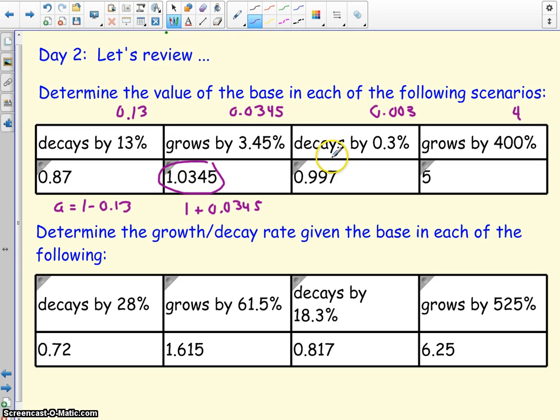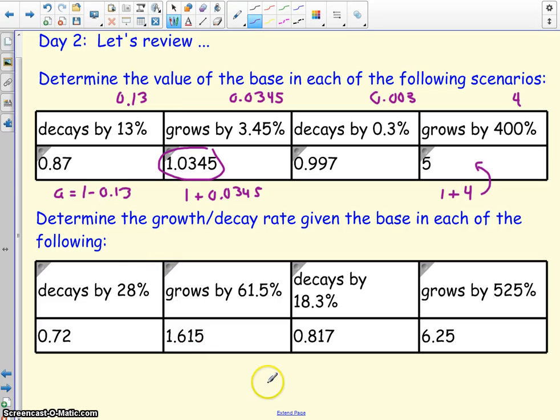So third one, very similar. It's decay, so you're going to subtract 0.003, pardon me, from 1. You're going to get 0.997. And here, growth by 400%, you're going to be 1 plus that growth rate, so 1 plus 4 to give you 5. Okay, that's how you're going to get the base of all of your powers.